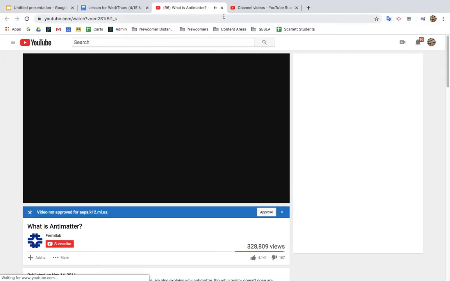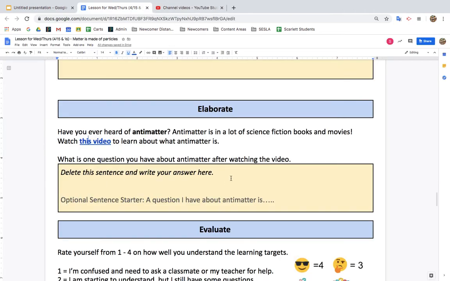Oh, okay. So now I need to answer the question. One question I have about antimatter. Well, one question I have is, why is it that when matter and antimatter touch, a lot of energy is released, like in that explosion we saw? So that's something I'm going to write. Why is it that when matter and antimatter touch, we see a lot of energy?